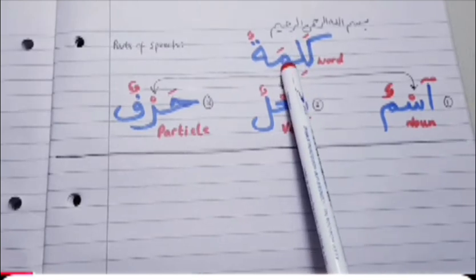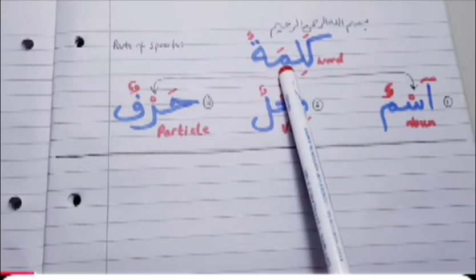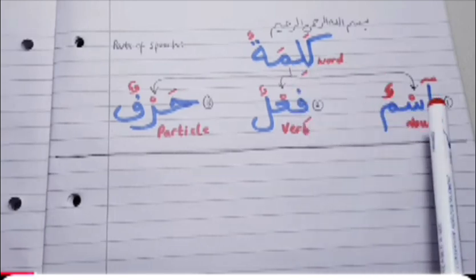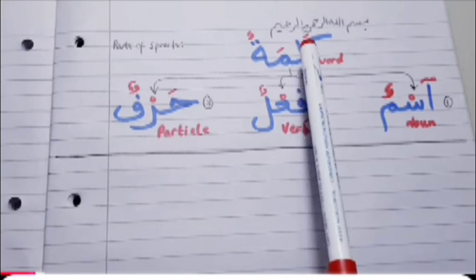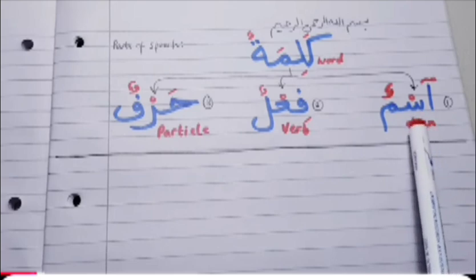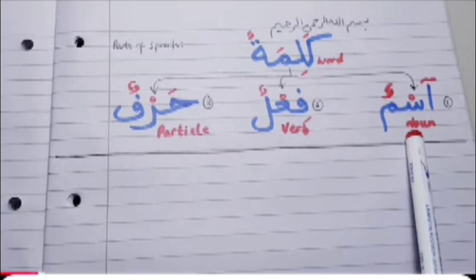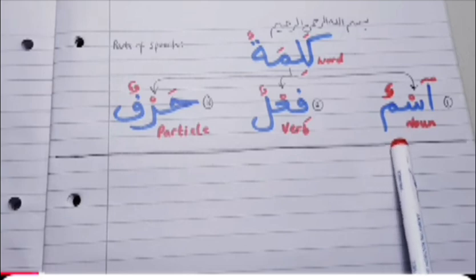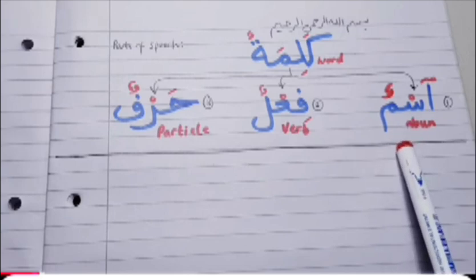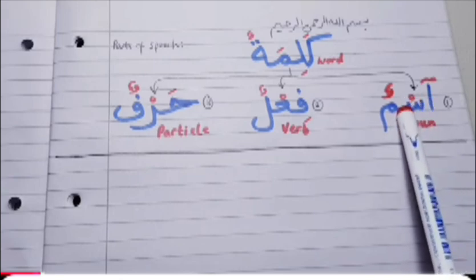A word in the Arabic language, whether it is read or spoken or written, any type of word will fall into one of these three categories. It's either going to be an ism, ismun, which is a noun. Nouns are names of things, names of people, places, names of ideas, concepts. Names of things are known as ismun. So this is the first category.